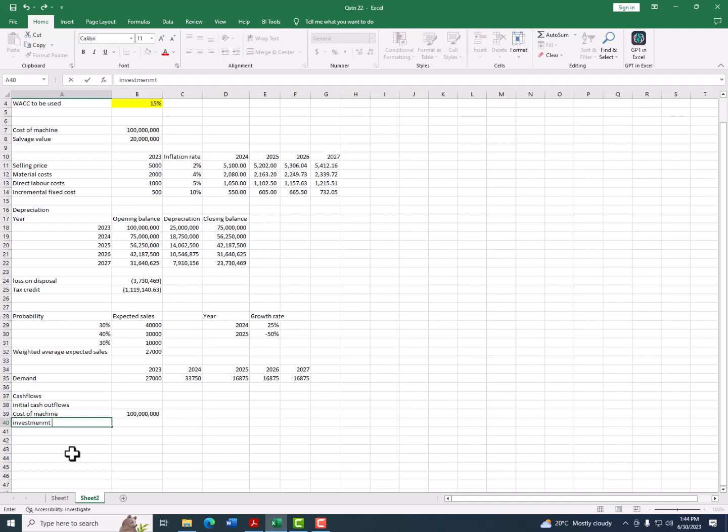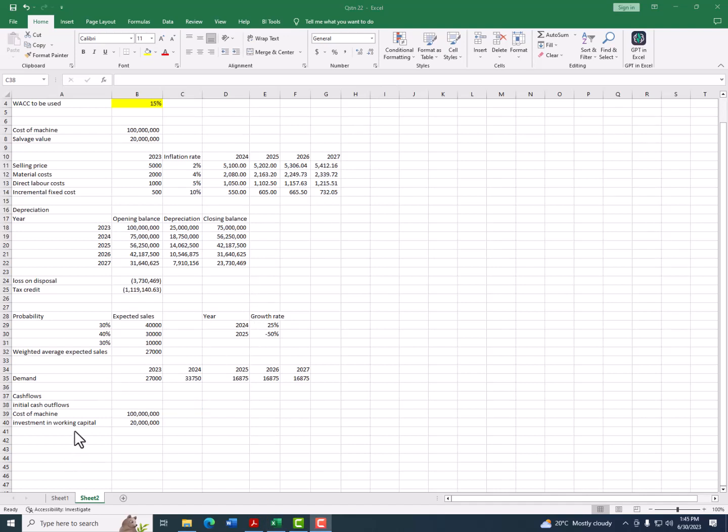So we can write that investment in working capital. The value is 20 million. Now for accuracy, you convert it into accounting format, because it's easy to confuse the zeros, but when you have the commas, you can see that this is 20 million. So once we have the initial cash flows, do we have any other initial cash flow? We don't have any other initial cash flow.